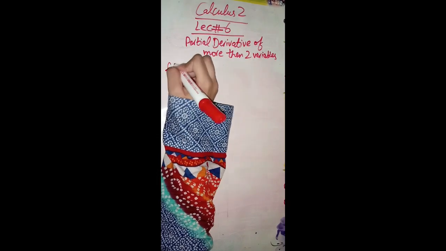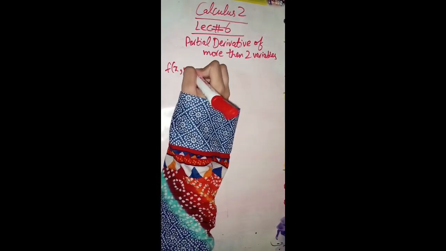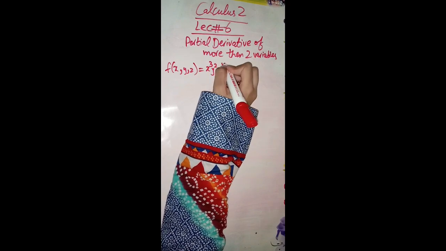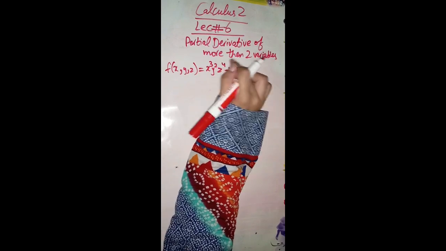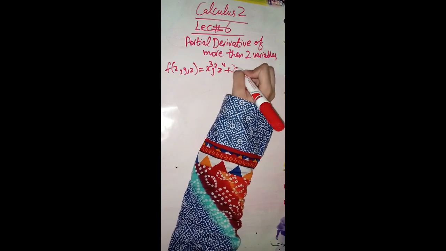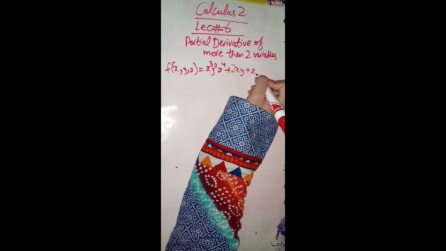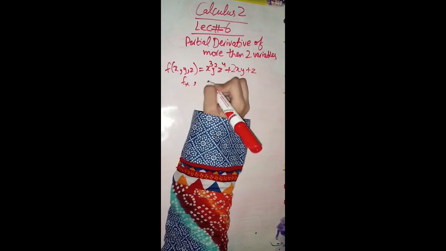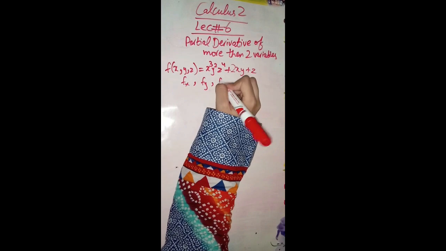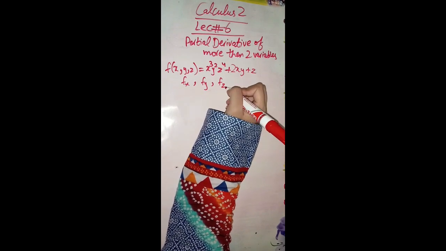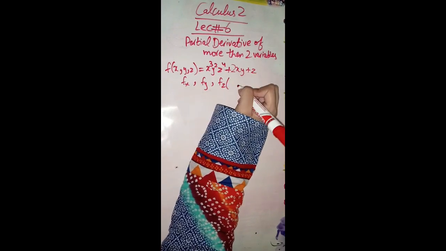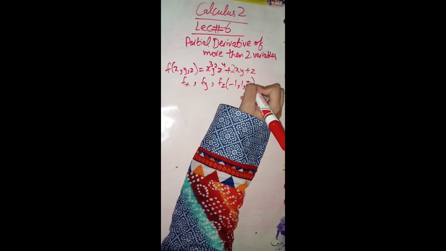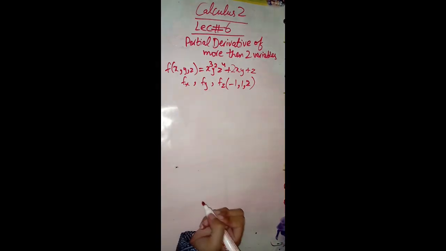Our function is f of x, y, z equal to x cube y square z^4 plus 2xy plus z. We have to find fx, fy and fz. But for fz, we have values -1, 1, 2. We have to put these values in and find the final answer of fz.